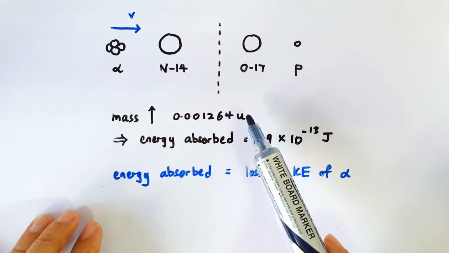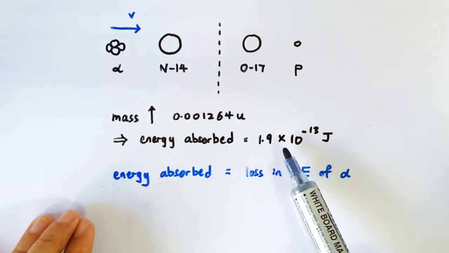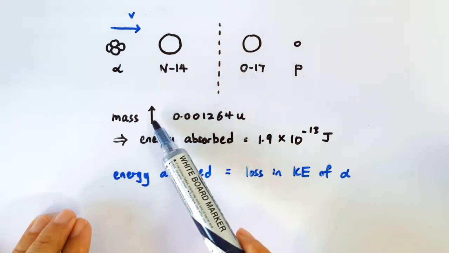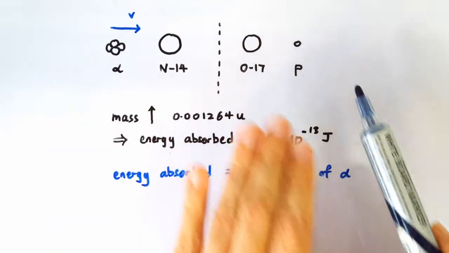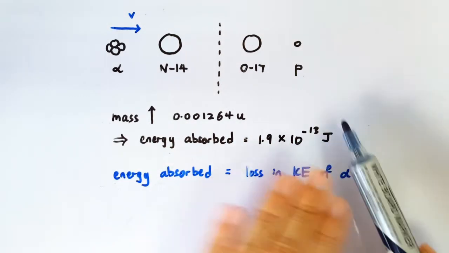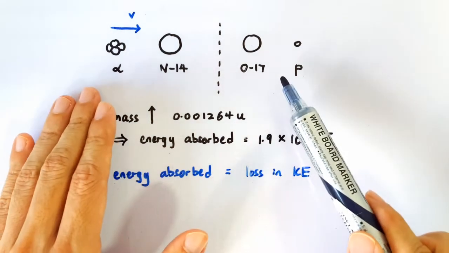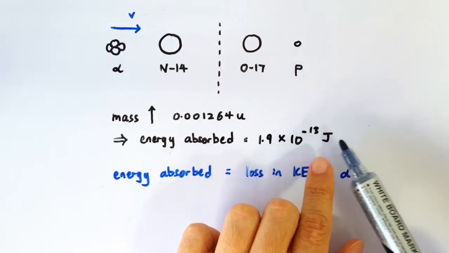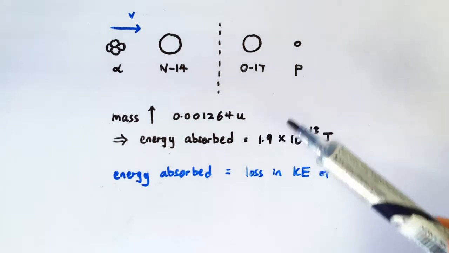Using E equals mc squared, you can calculate that this amount of mass corresponds to this amount of energy. Since it's an increase in mass, this tells us that the nucleus actually gained energy during this reaction. They gained 1.9 times 10 to the power of negative 13 joules of energy during this reaction. So this nuclear reaction involves an absorption of 1.9 times 10 to the power of negative 13 joules of energy by the nucleus. Who is providing this gain in energy?